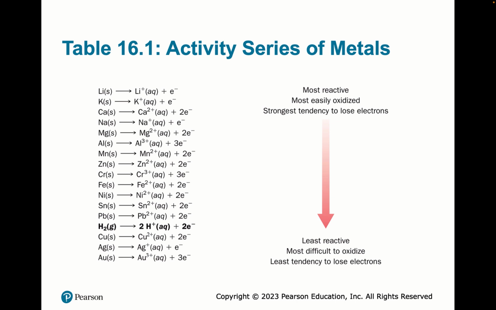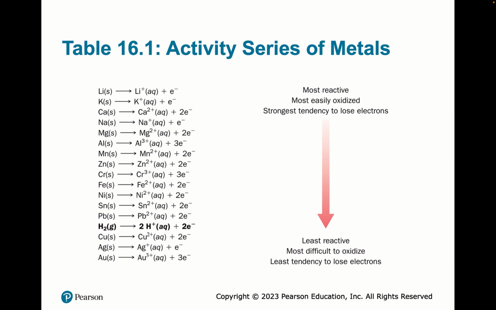And notice we have hydrogen there in the middle, which is also in bold. The metals above hydrogen will corrode in the presence of acid. The metals below it will not, the exception being nitric acid. Nitric acid will react with some of those in there, but nitric acid will not react with gold.